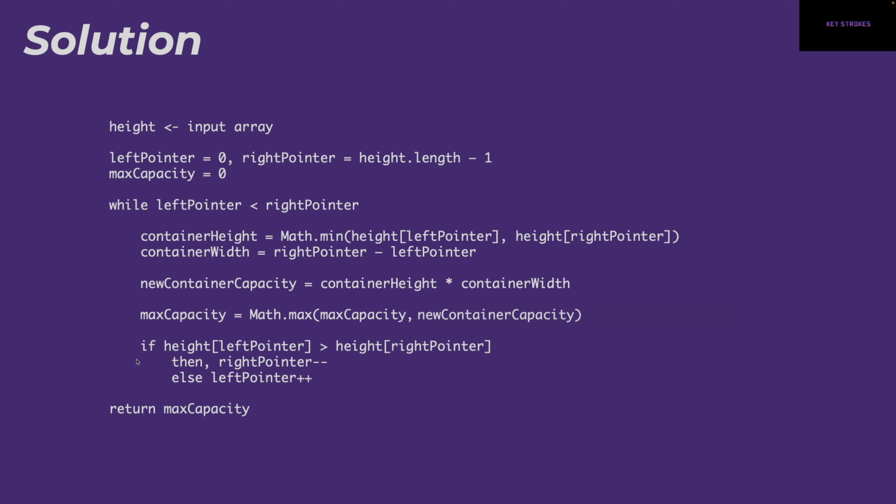And now in the next step here, we have to determine which height we should change. So if the height of the left pointer is greater than the right pointer, then we should move the right pointer towards left by decrementing it. And the idea here is to change the minimum of the two heights we have in case we can encounter another height which is further taller, which can help us hold more water. And after the loop is done, we just return the max capacity that we have been tracking right here.